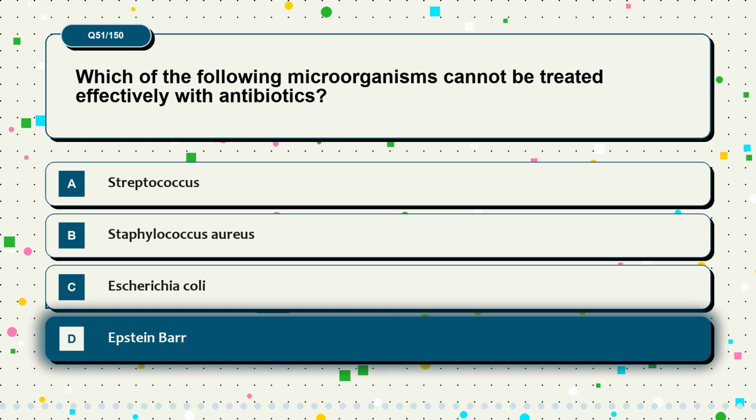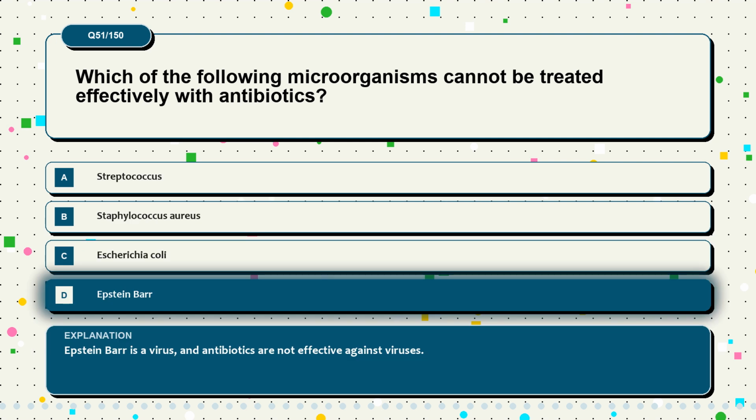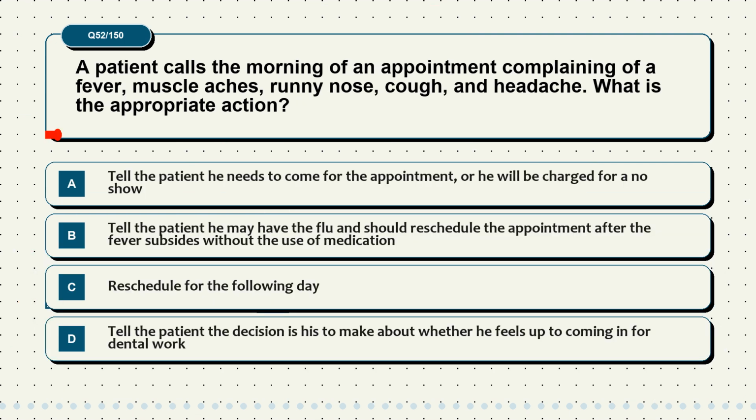The correct answer is option D, Epstein-Barr. Epstein-Barr is a virus, and antibiotics are not effective against viruses. Question 52. A patient calls the morning of an appointment complaining of a fever, muscle aches, runny nose, cough, and headache. What is the appropriate action?